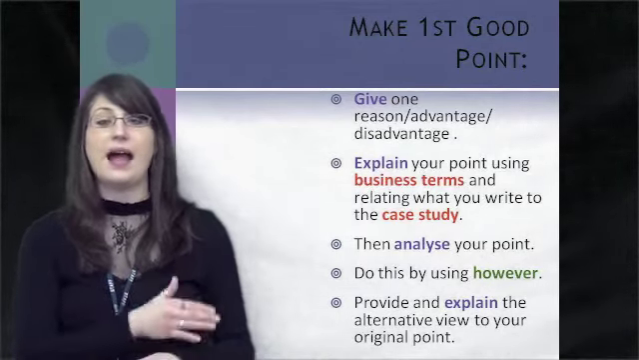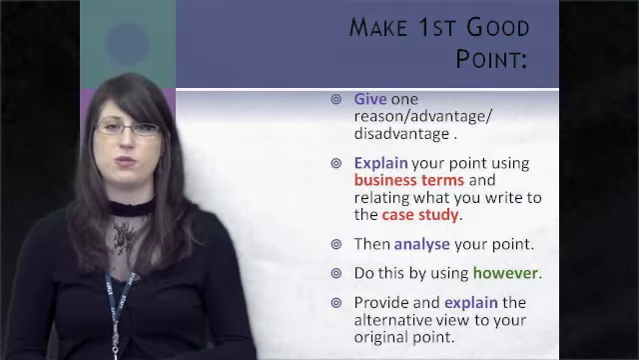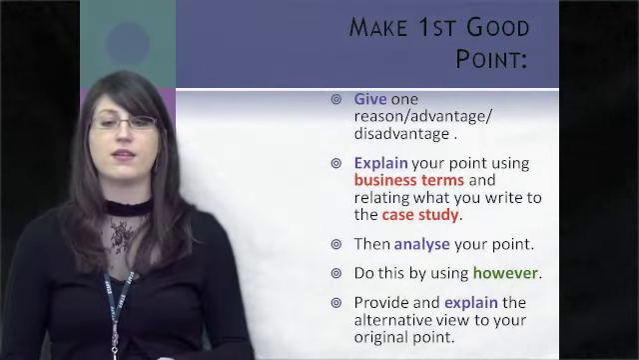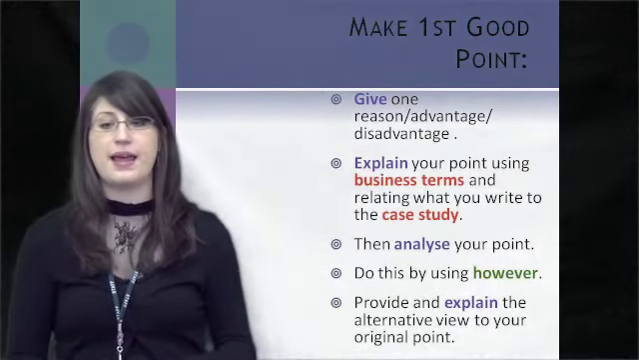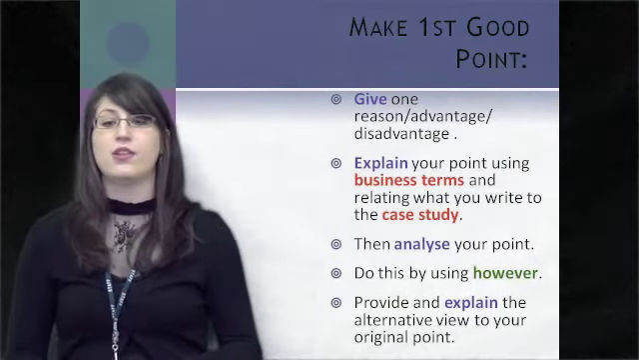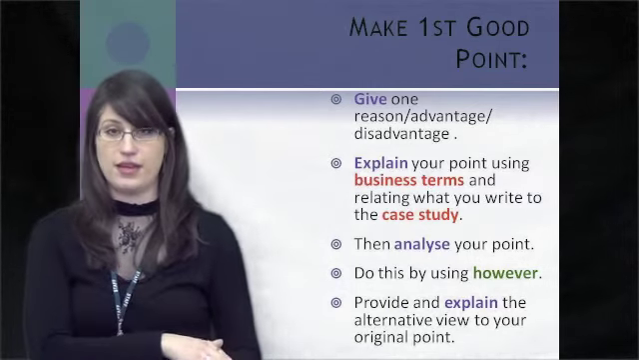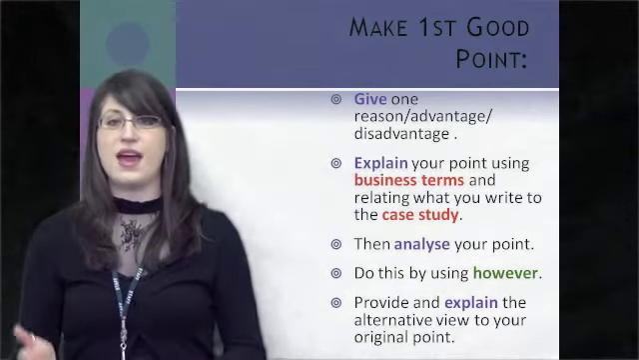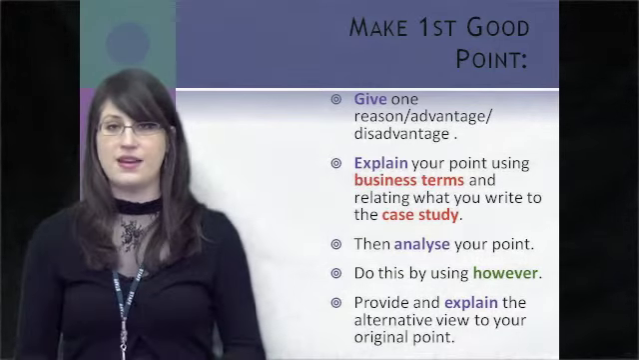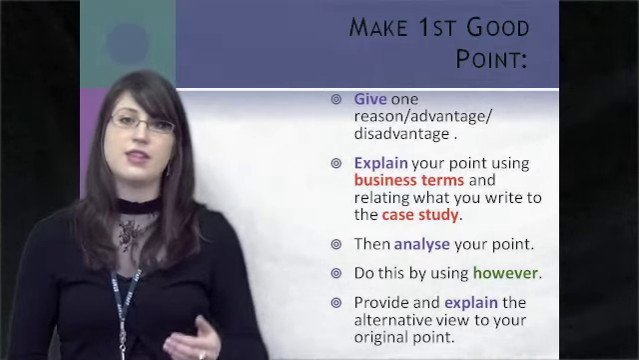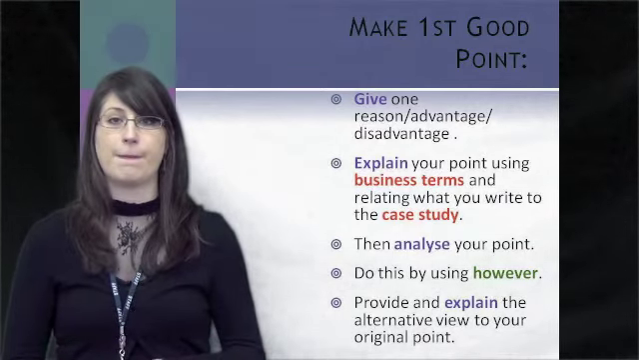For example, if the business you're talking about has a name, use that name in your answer. You then analyse your point, which is where you say however, and you provide and explain the alternative view to your original point. So if you give an advantage to begin with, you then give a disadvantage. If you give a disadvantage at the beginning of your paragraph, you then give an advantage in this part of your paragraph. So then, how would you structure this part of your answer?